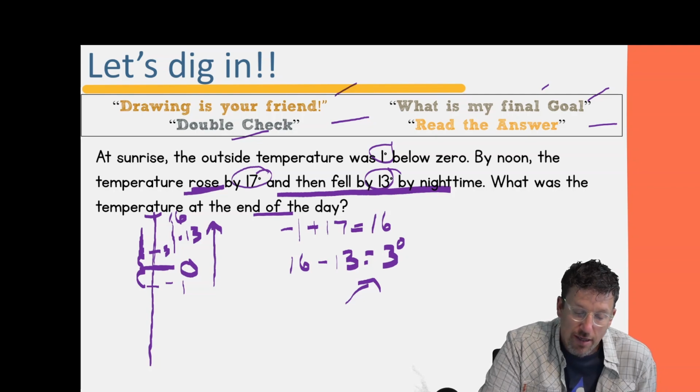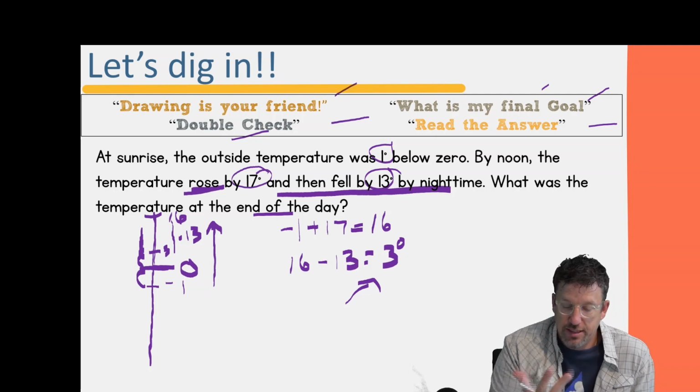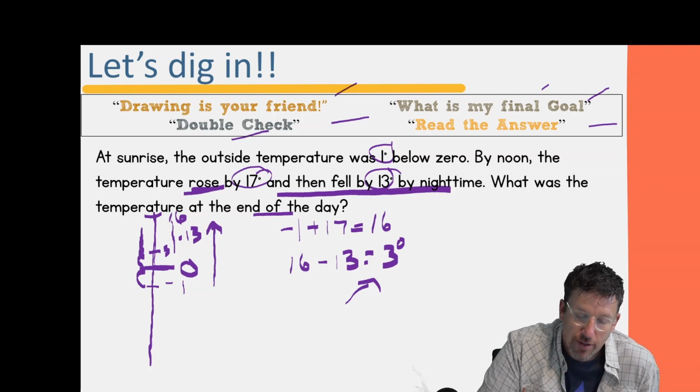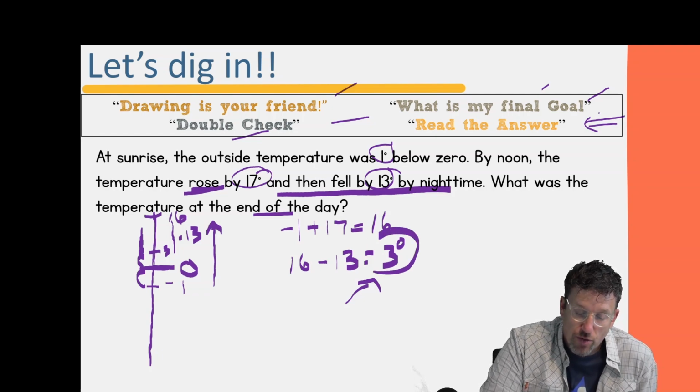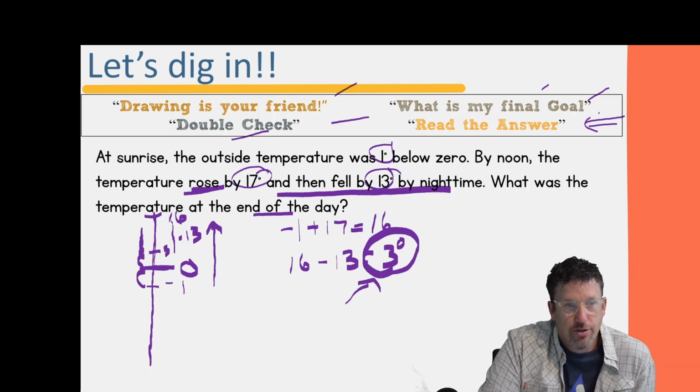And then we take that answer and we drop it by 13. 16 minus 13: 14, 15, 16. Now 3 away. I feel pretty good about that. And then read the answer back into it. What was the temperature at the end of the day? The temperature at the end of the day was 3 degrees. I feel real good about that.